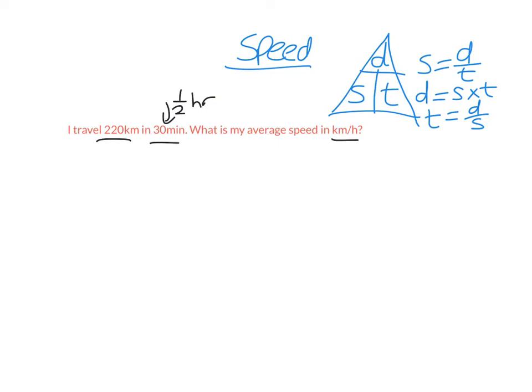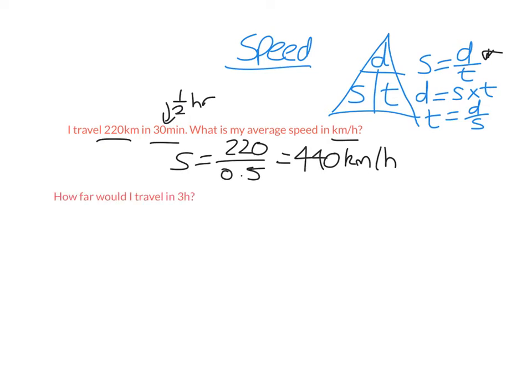So what's my speed in kilometres per hour? Speed equals distance over time. So it would be 220 divided by 0.5, which is 440 kilometres per hour. So maybe you're in a train or something like that.